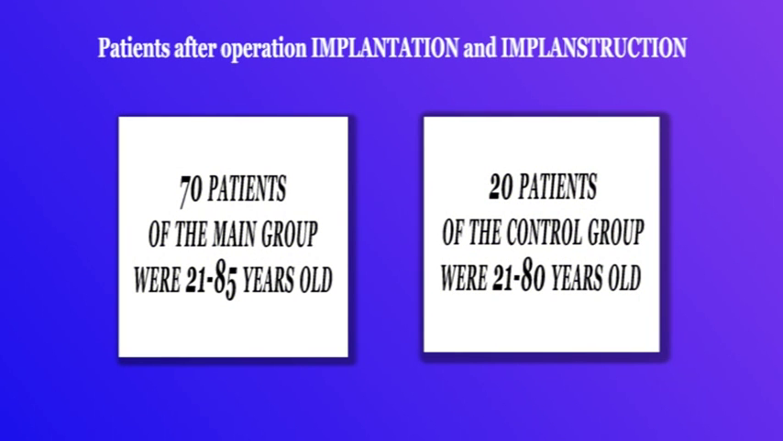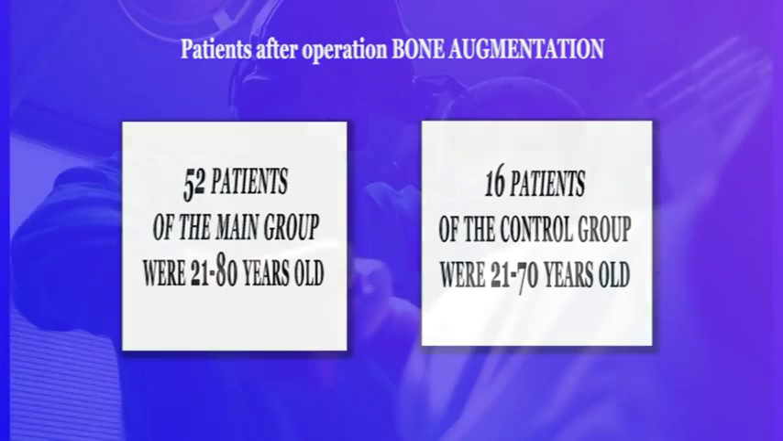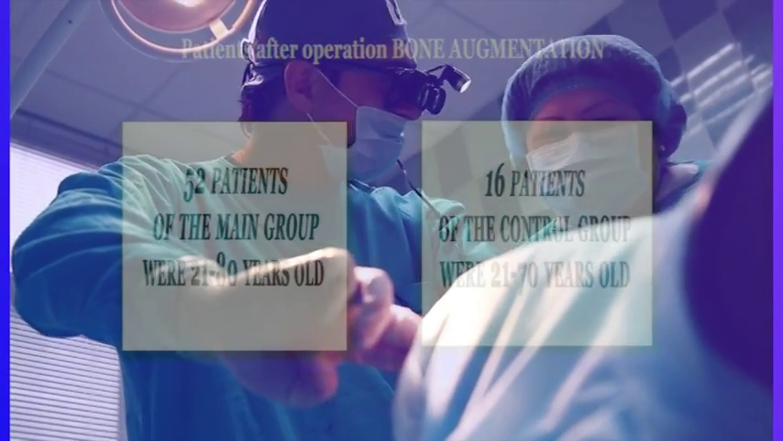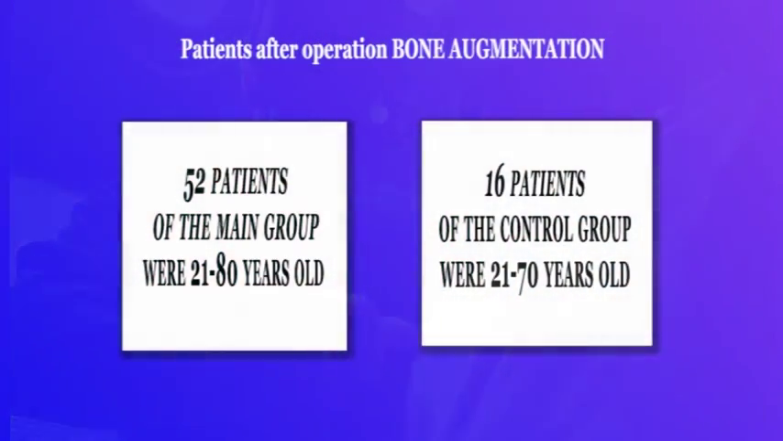The main group after implantation included 70 people. The control group was 20 people. The study group after surgery, directed hard tissue augmentation, and the maxillary sinus reconstruction involved 52 patients. The control set consisted of 16 patients.